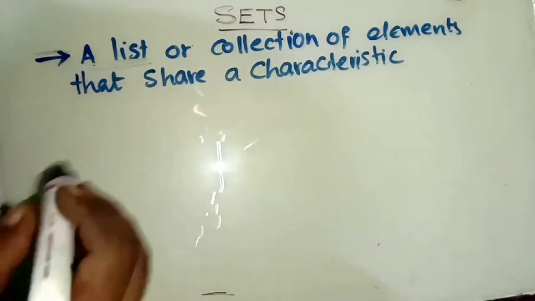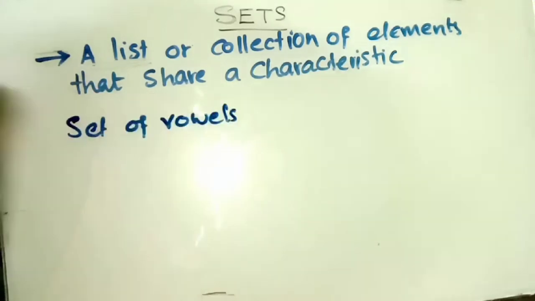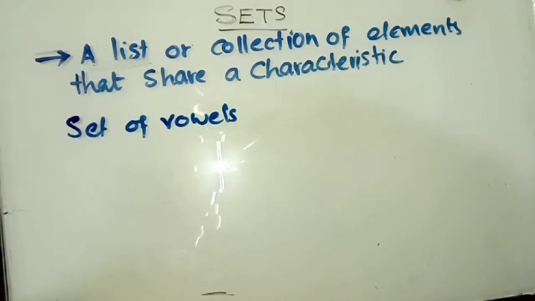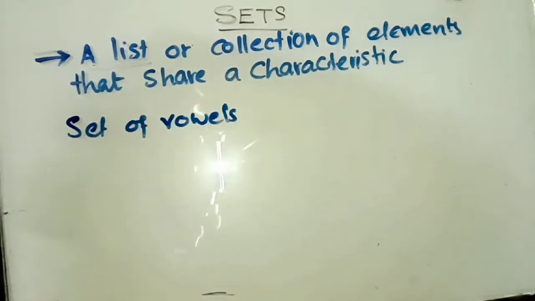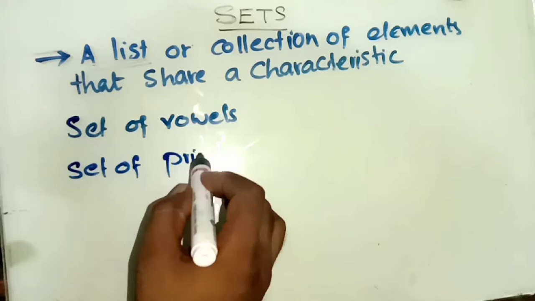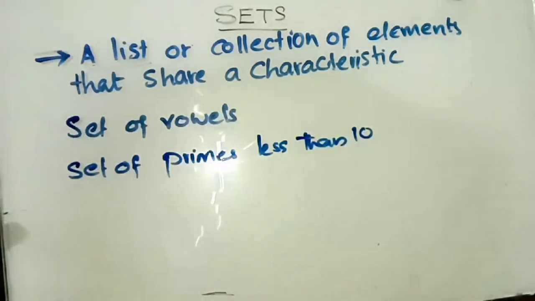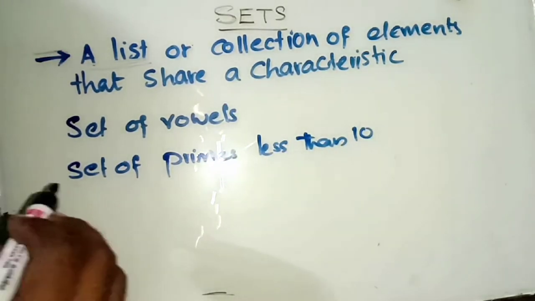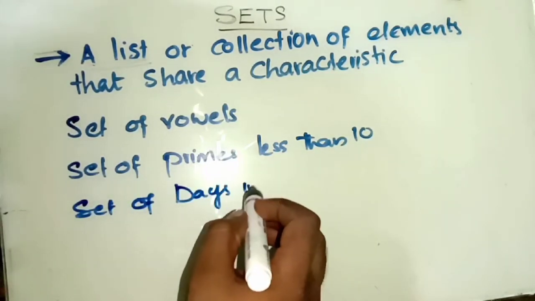For example, set of vowels. Set of vowels is an example of a set because it shares a characteristic. It shows us a characteristic, isn't it? Set of primes less than 10. It shows us a characteristic. Yes. Like what we can say, another example: set of days in a week.